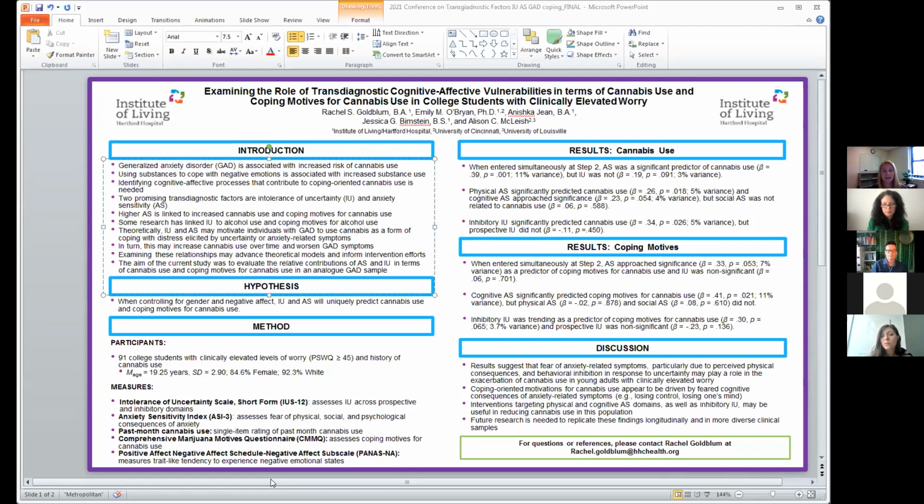And while some research indicates that both AS and IU are relevant to substance use, including coping-oriented substance use specifically, no research to date has examined their relative contributions to cannabis use or coping motives for cannabis use among individuals with GAD. So theoretically, IU and AS may motivate individuals with GAD to engage in cannabis use as a form of coping with distress elicited by uncertainty or anxiety-related body sensations, thereby increasing cannabis use over time and worsening GAD symptoms. So examining these relationships may advance theoretical models and intervention efforts.